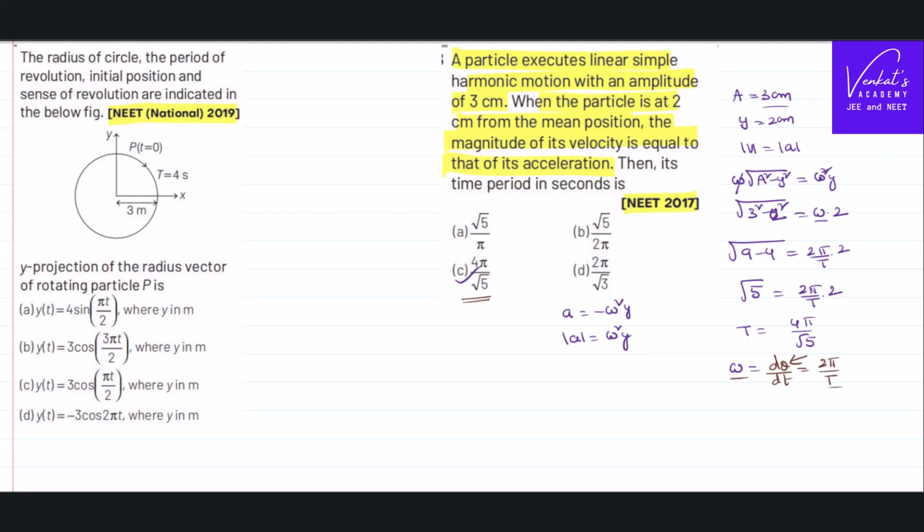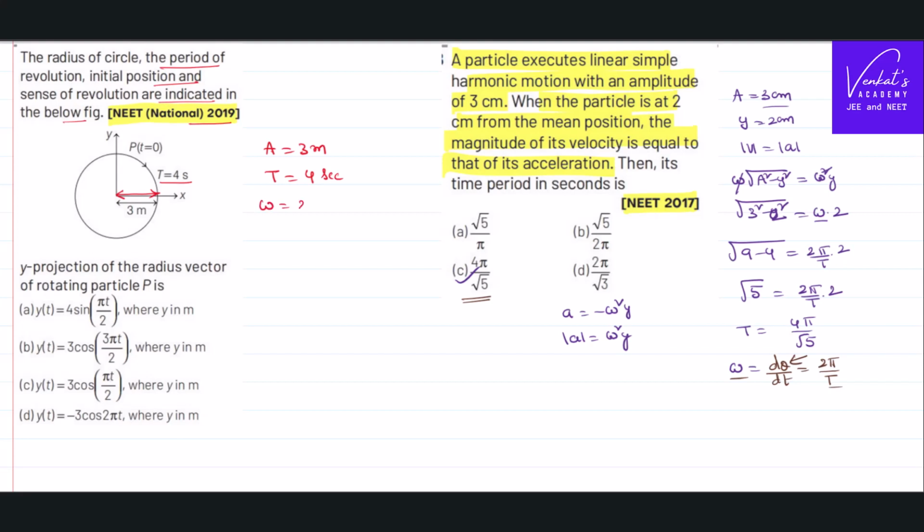That's the second question. Let's have a much simpler first question. This was given in NEET 2019. The question says the radius of the circle, the period of revolution, initial position, and the sense of revolution are given in the diagram. Then what is the displacement? So what we can notice is it has a time period of T seconds. It has a maximum possible displacement, the radius, that is amplitude. So amplitude is given as 3 meters. Time period is given as 4 seconds.